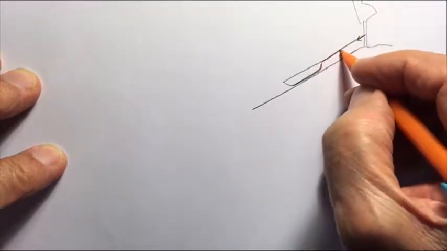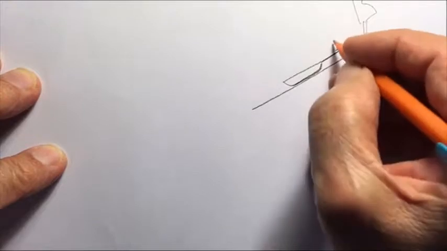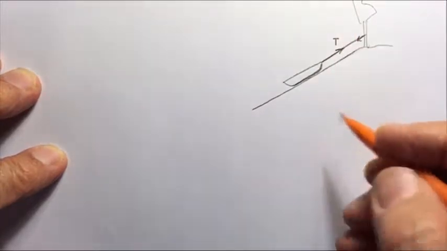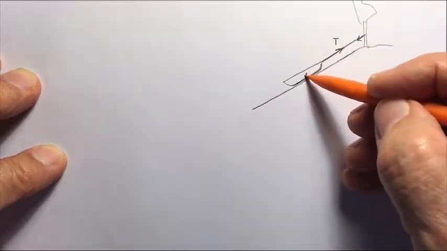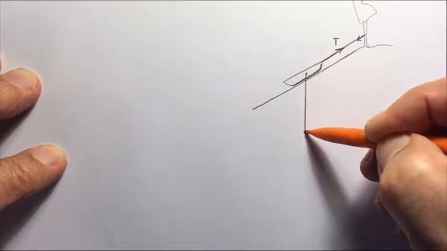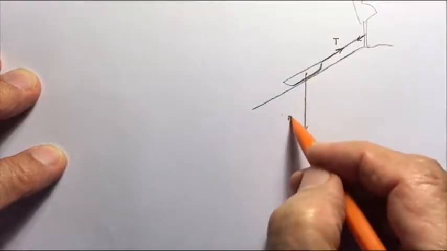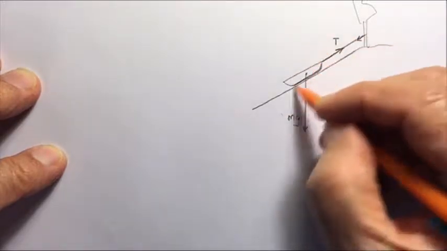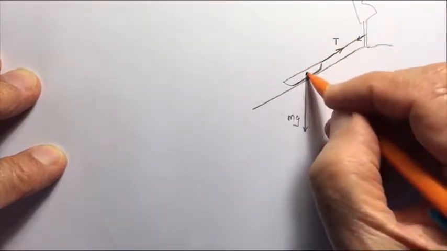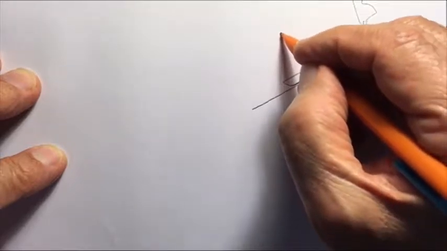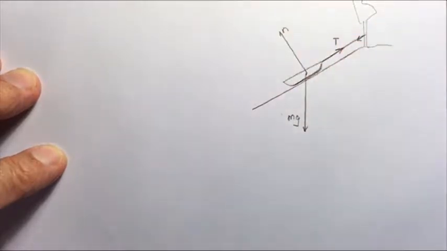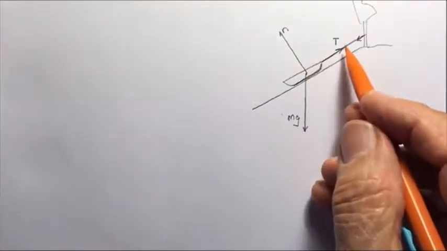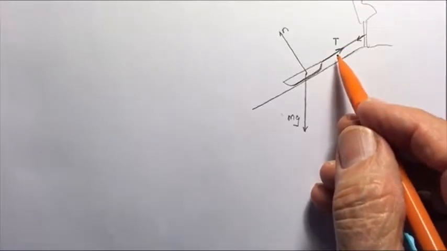In this way, the cable is going to pull upwards. That's the tension in the cable. The weight of the sled is vertically down, which we write as mg. The normal force is, that's the ground. Normal force is perpendicular to the ground. And now we want to find, again, what is the tension.